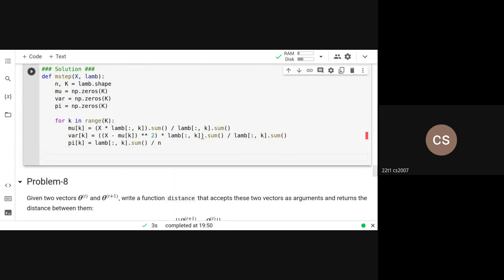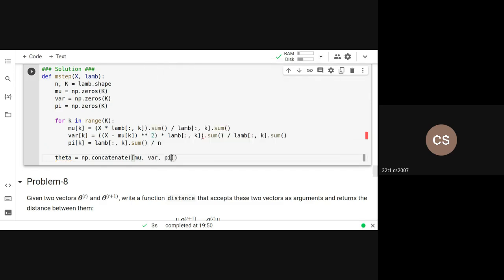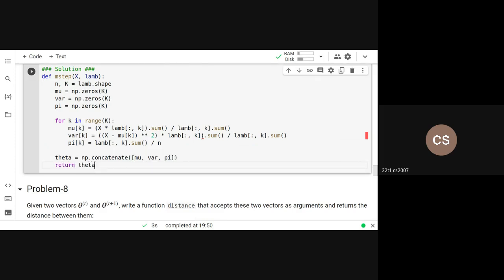So that is all. Now what we need to do is return theta. Theta is just putting these three things together. There is a function called concatenate in NumPy, which puts them side by side. I need to put these things side by side, and I need to return this theta.